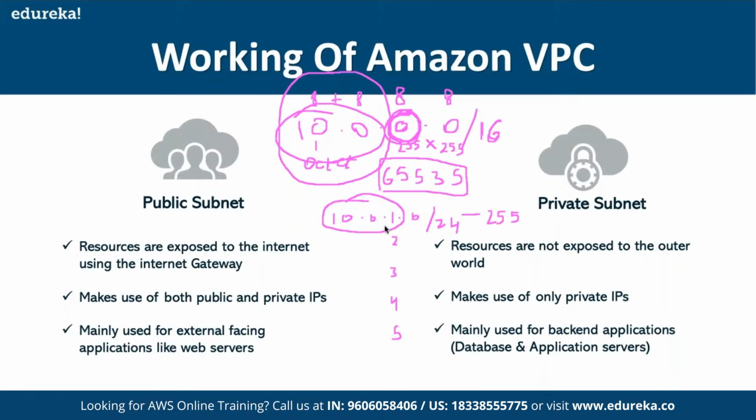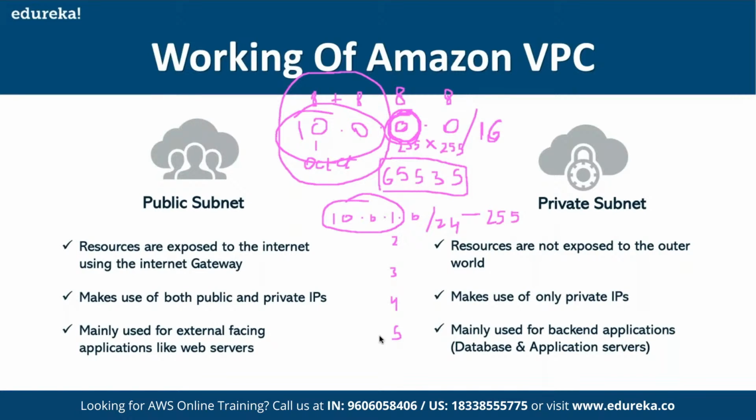And one subnet is equal to one availability zone. When you create them, you attach them as 1A, 1B, 1A, 1B in the AWS data center. So when you create these subnets, some of them can be public subnets, some of them can be private subnets. Public means which has internet access. Private means which does not have internet access.